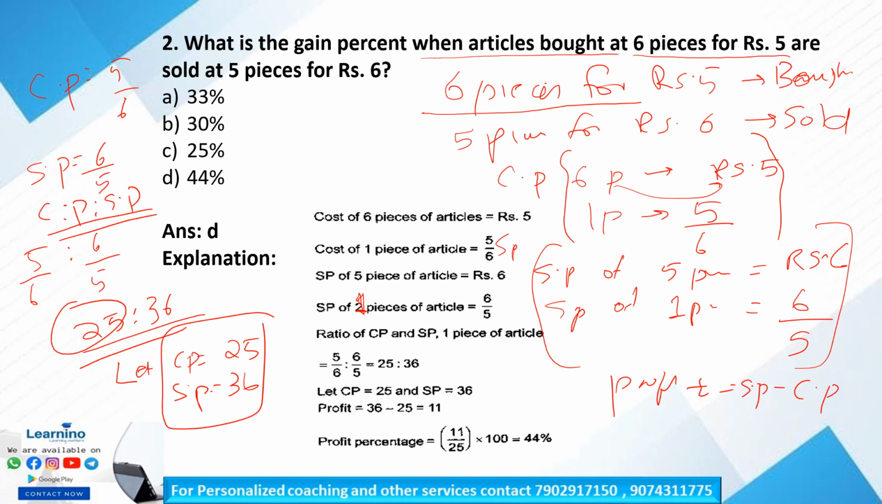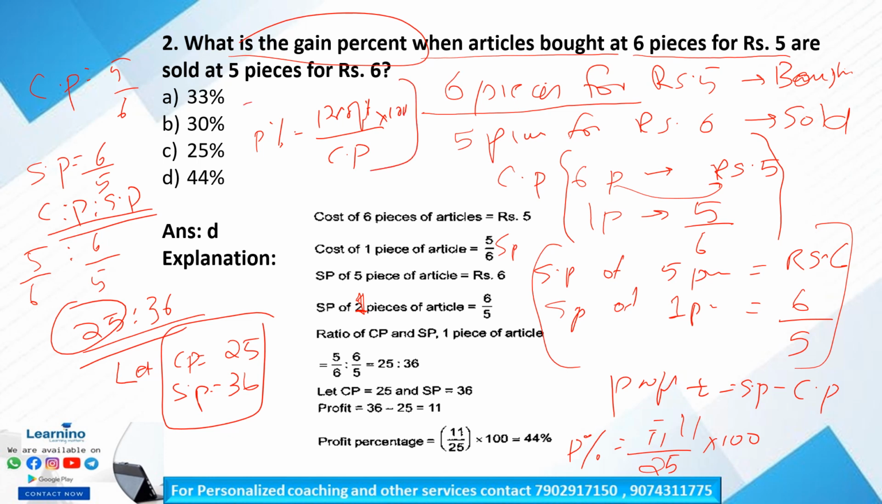We have to find the gain percentage, right? So profit is equal to selling price minus cost price. So what is selling price? 36 minus 25 is equal to 11. So what is profit percentage? Profit percentage is equal to profit divided by cost price into 100. So what is profit? Profit is 11. So 11 divided by cost price 25, into 100.